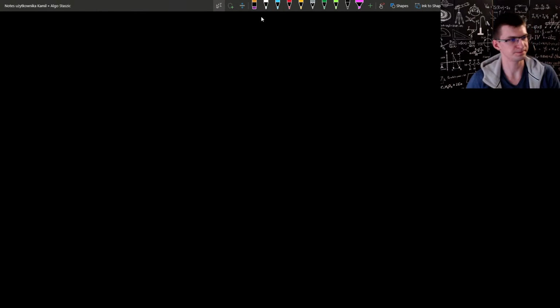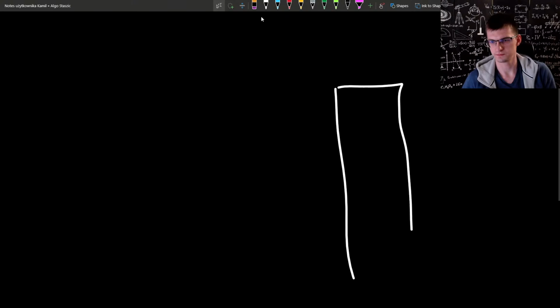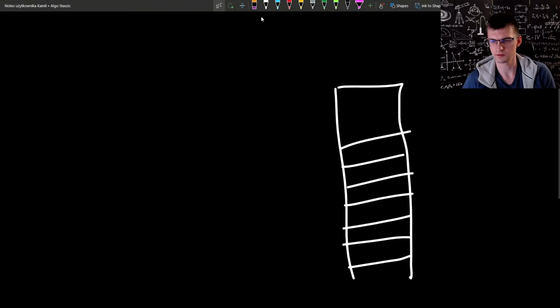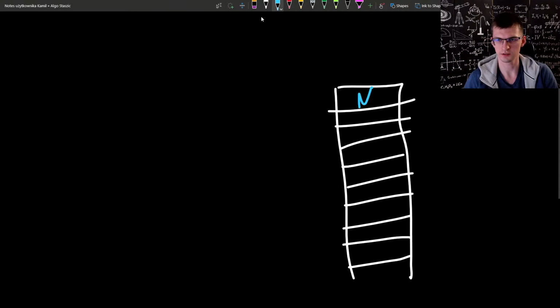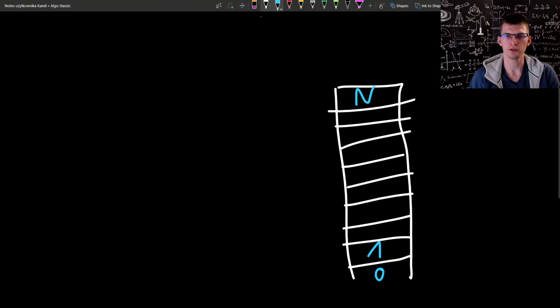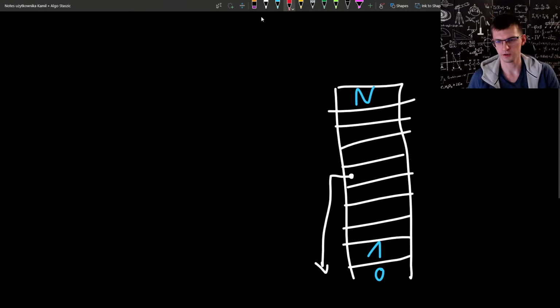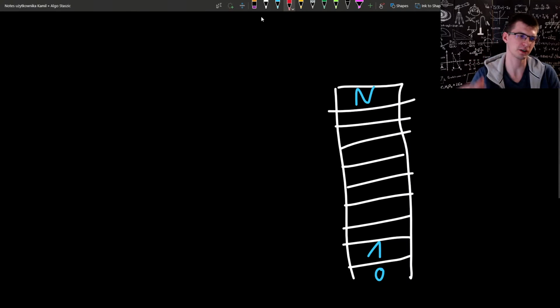There is a huge building with levels numbered from 1 to n. This is n, this is 1, and this is theoretically 0. You can go to some floor, some level, drop an egg, and this egg either will survive or it will crack open. You need to kind of binary search how high you can go to drop an egg so it wouldn't crack.